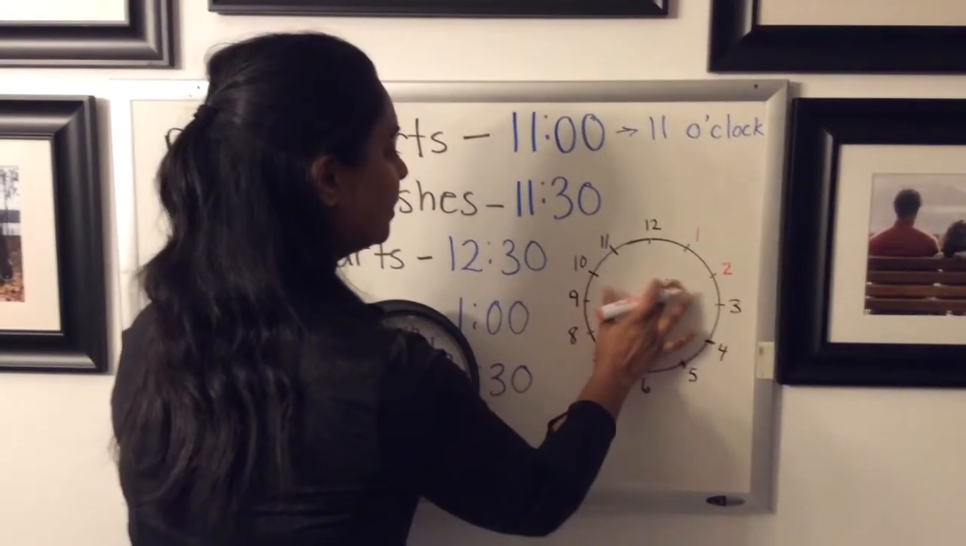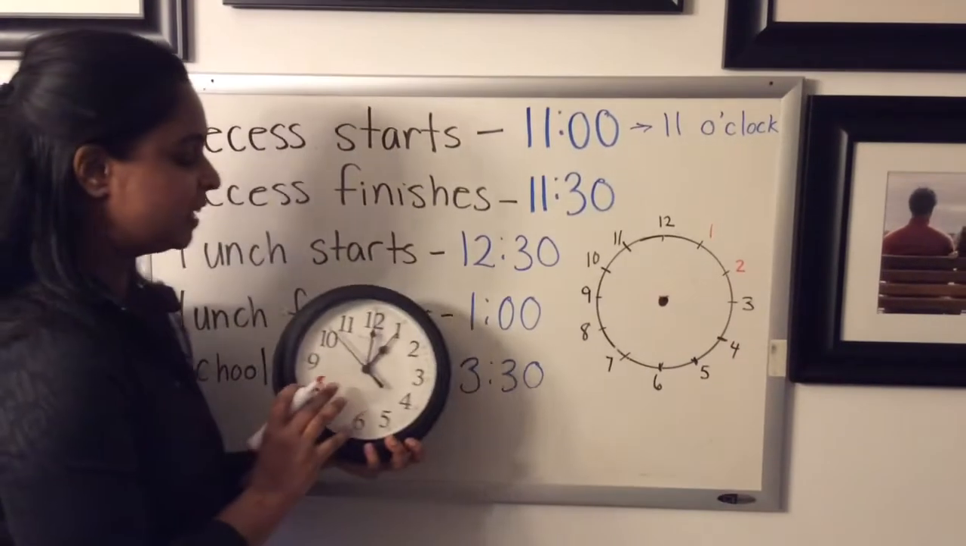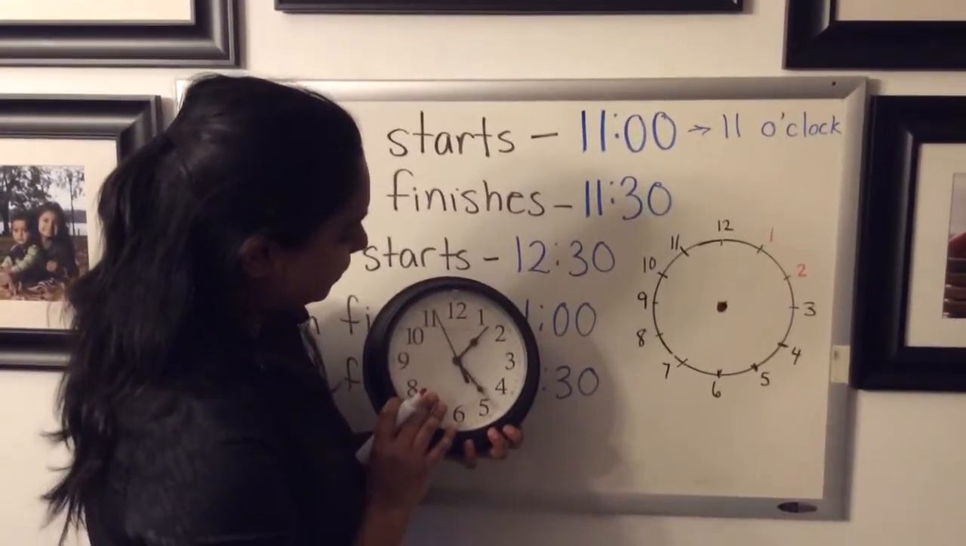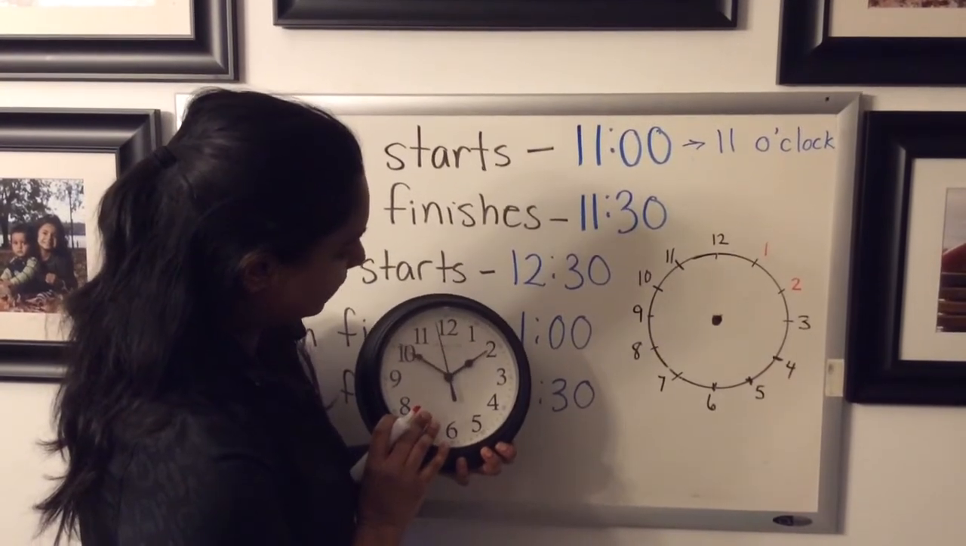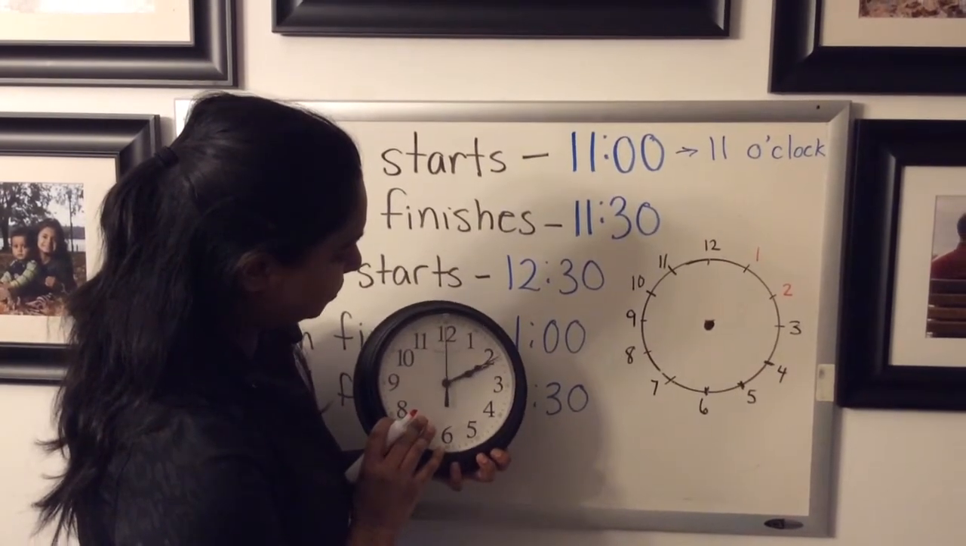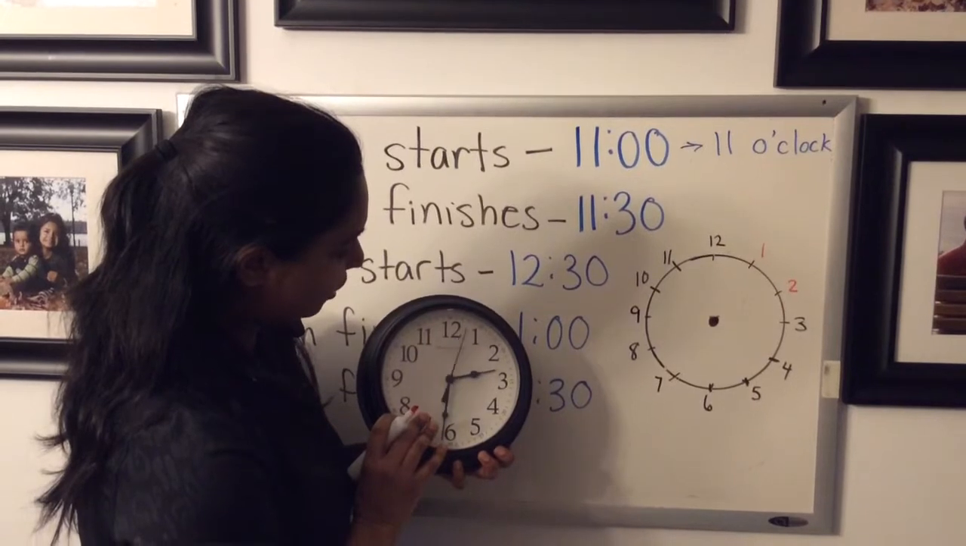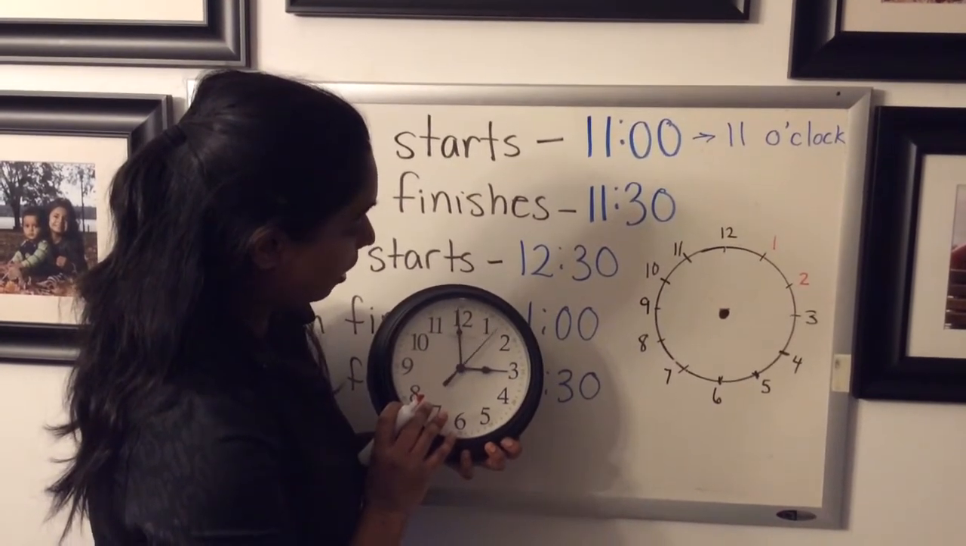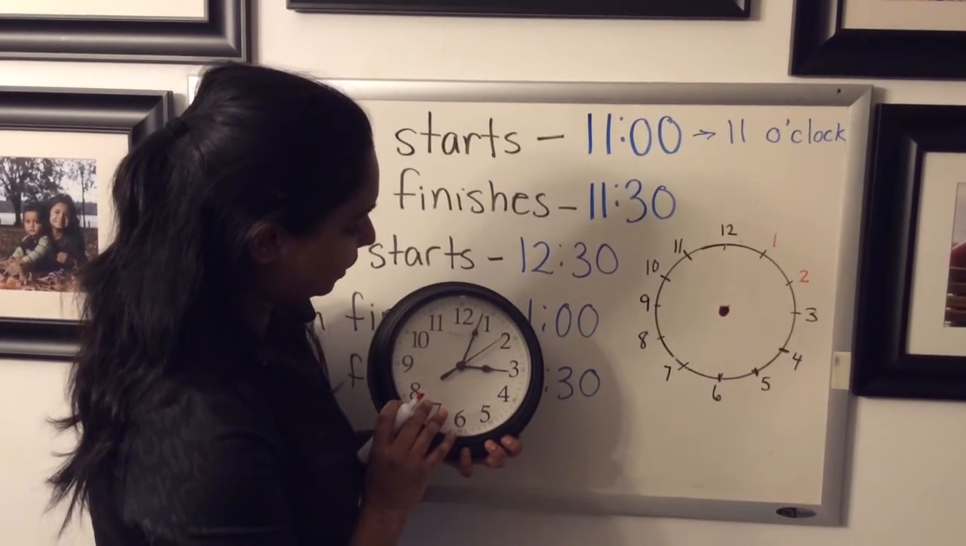And lastly, they're going to ask you about the time that school finishes, 3:30. So I have to move ahead a little bit. So now the hour is only 1. Now the hour is 2. Okay, here we come. Almost to 3 now. Oh, there's 3 o'clock. Long hand on the 12, 3 o'clock.